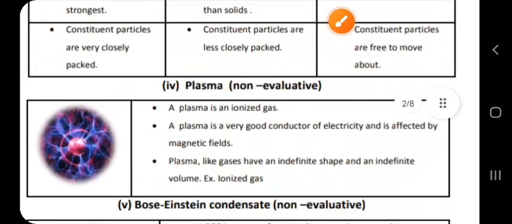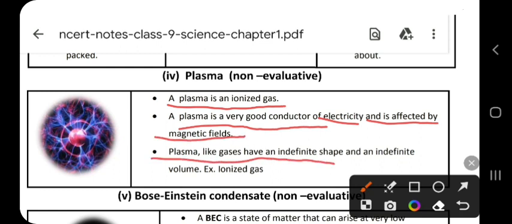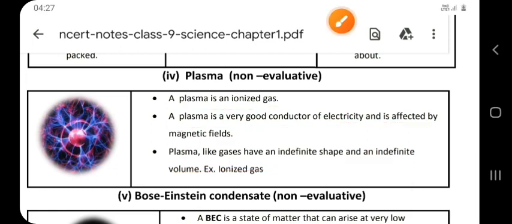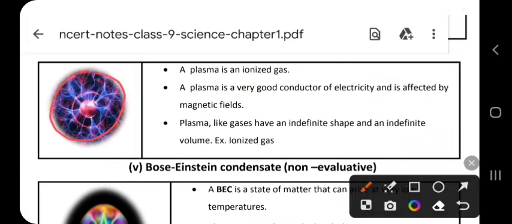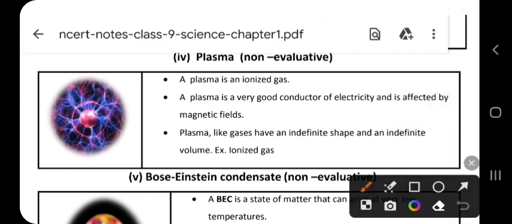Now, plasma. Plasma is an ionized gas. A plasma is a very good conductor of electricity and is affected by magnetic fields. Plasma, like gases, has an indefinite shape and an indefinite volume. Example, lightning. This is a diagram of plasma. Plasma gives shine to stars like the sun. Plasma gives shining to the sun.